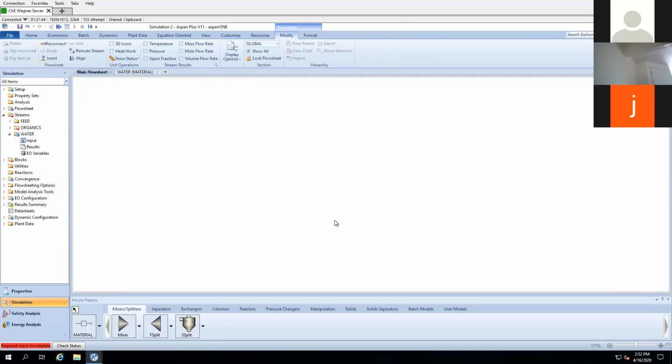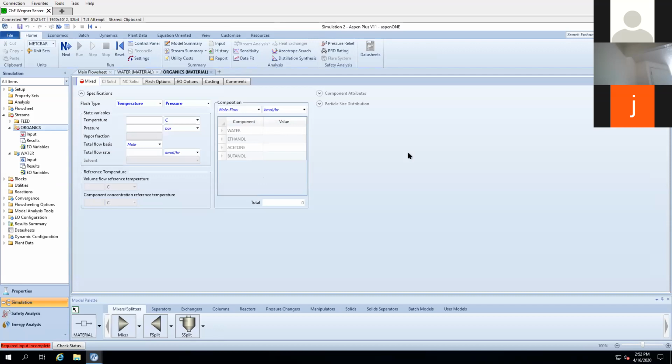And this is the important part here, organics. So we know that if we have 10,000 kilograms per hour and 3% of it was organics, we know it's going to be 300 kilograms per hour. So under total flow rate, I'm going to specify, first I have to say it's in mass, kilograms per hour. And then I'm going to say, actually, sorry, 300. Now, the nice thing about Aspen is you can specify total flow basis in mass, but your composition in moles, which is pretty convenient.